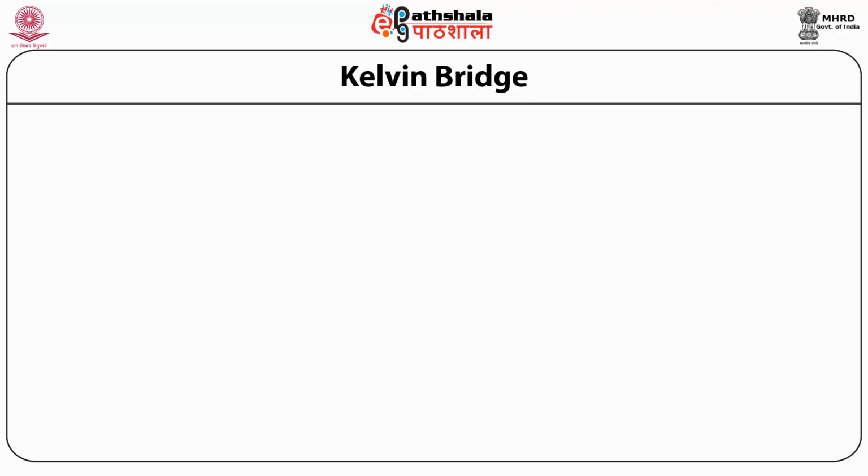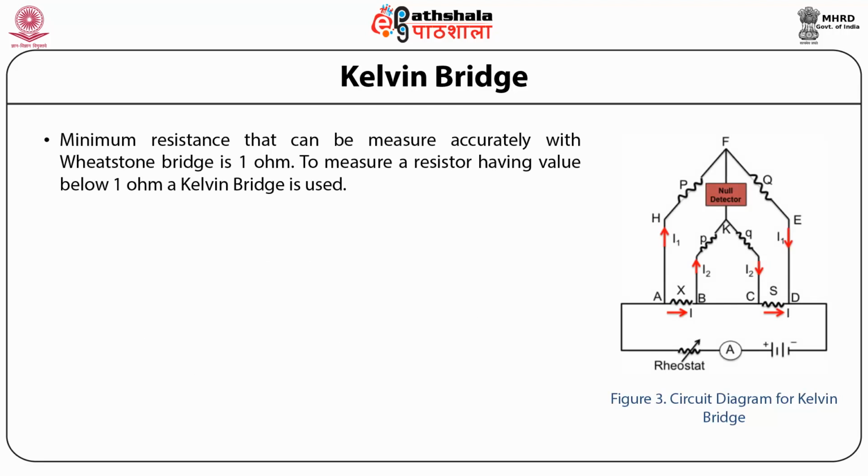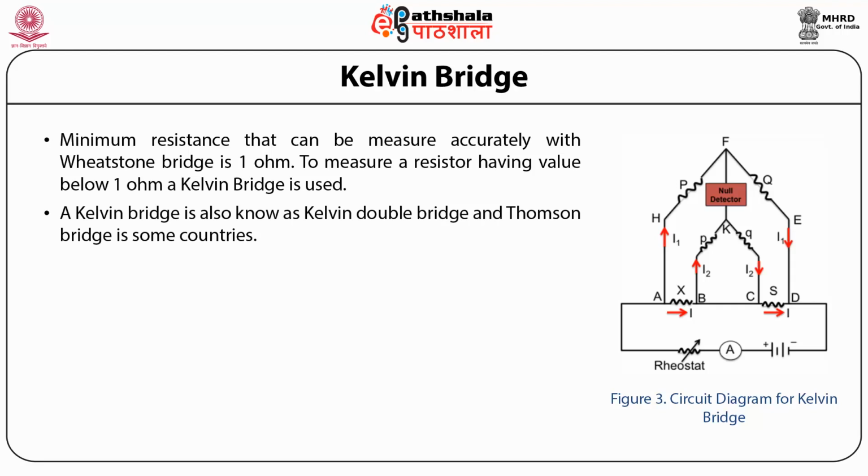Now we look into a variant of Wheatstone bridge, that is Kelvin bridge. Minimum resistance that can be measured accurately with Wheatstone bridge is 1 ohm. To measure a resistor having a value below 1 ohm, a Kelvin bridge is used. A Kelvin bridge is also known as Kelvin double bridge and Thomson bridge in some countries.